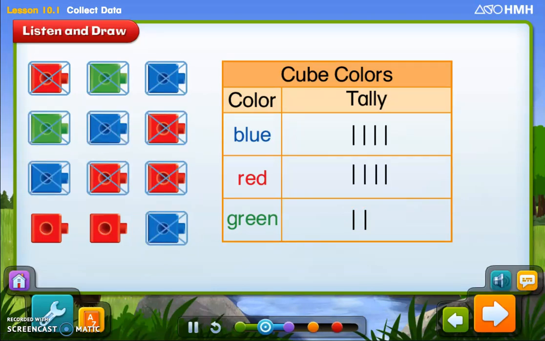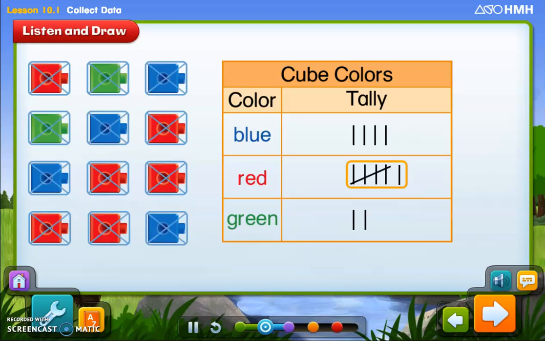We make a tally mark for each cube in the matching color row. We have a couple more cubes to record. The tally mark for the fifth red cube is shown as a diagonal mark across the 4 tally marks made before it. There is one more cube to record on the chart.